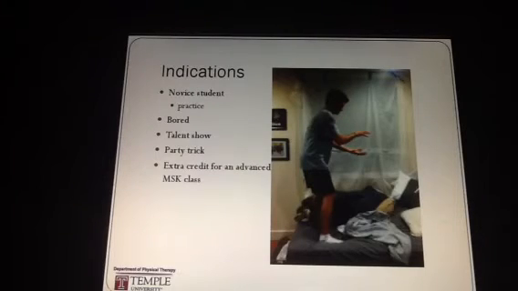So, some indications for shadow manips. If you're a novice student, you can get some good practice. Maybe you're bored, you have a gig at a talent show or a party trick, or maybe it's just extra credit for an advanced musculoskeletal class.